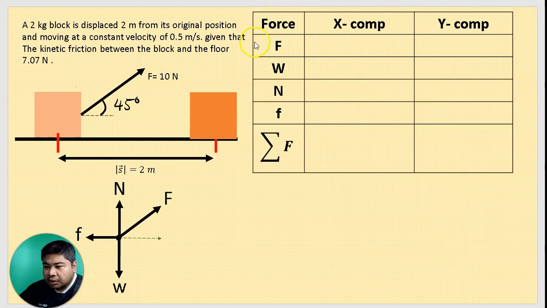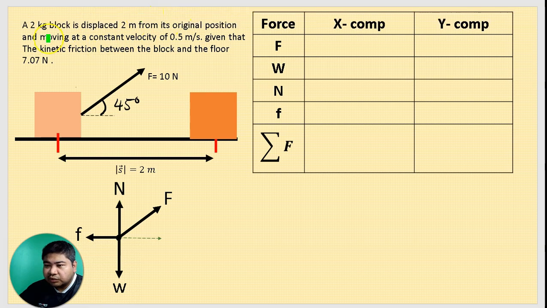Let's go there. To truly understand how we can use the equation to calculate the work done by the force and also the net work done on the object, I'm going to do two examples. The first one where the object is moving with a constant velocity, and the other one where we have acceleration in the object. If you read the question, it says you have a 2 kilogram block displaced by 2 meters from its original position and moving at a constant velocity.